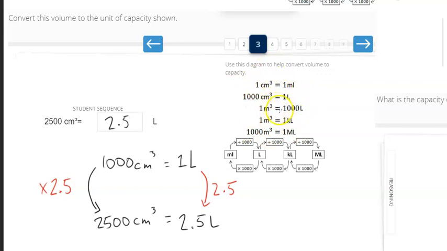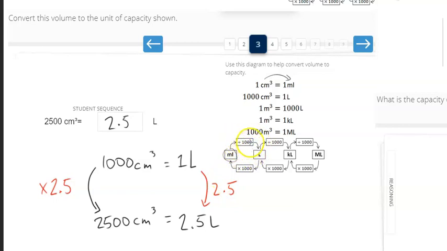Another way you could have approached this is we know that 2,500 cubic centimeters is going to be equal to 2,500 milliliters because they're exactly the same. And then you would just change 2,500 milliliters to liters. And to do that, you just divide by 1,000.